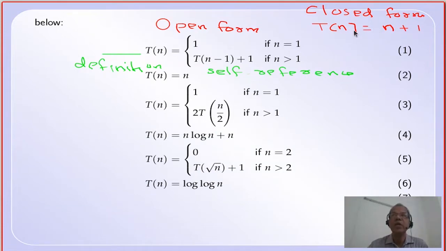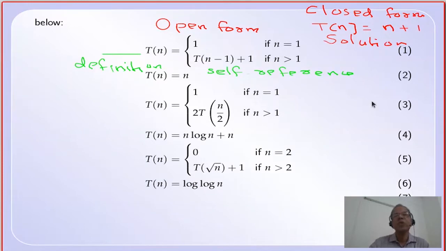Input size is 10, running time is 10. Input size is 100, running time is 100. Input size is 1000, running time is 1000. So as the input size increases, the running time also increases linearly. Closed form is also called solution.